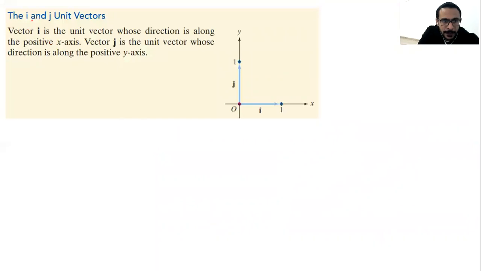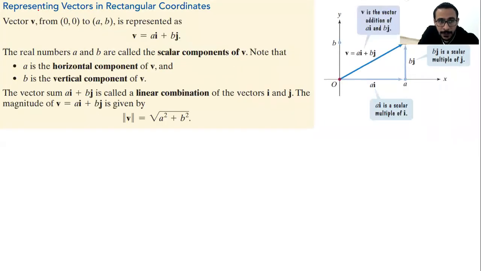The i and j unit vectors. The i coincides with the x-axis, and the j coincides with the y-axis. So vector i is the unit vector whose direction is along the positive x-axis, and j is the unit vector whose direction is along the positive part of the y-axis. Okay?